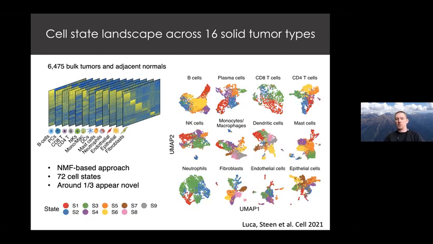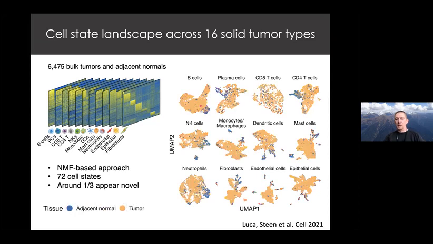So if I toggle backwards and forwards here, you can see that there's this purple state of B cells here, for example, and that tends to be most prevalent within adjacent normal samples, and we see that for other cell types as well. We're not just discovering cancer-specific states.